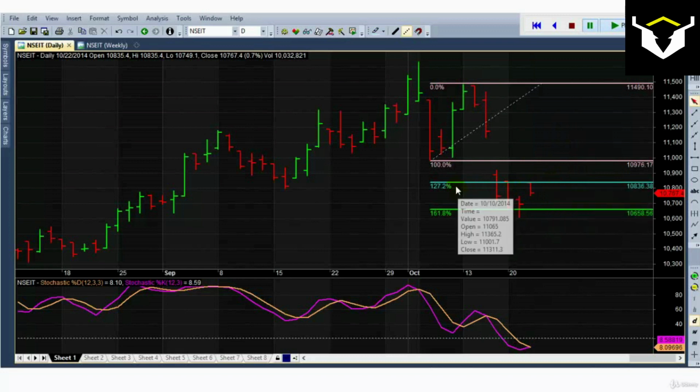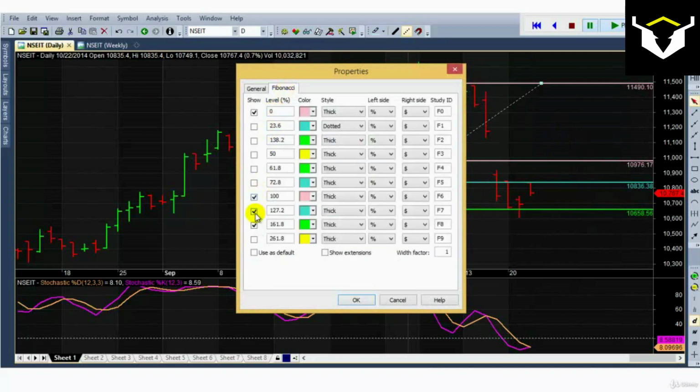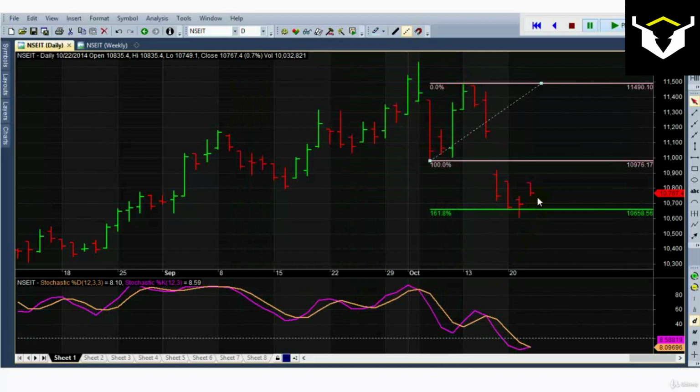I'll go ahead and delete 127 to make the chart more clear. Double click Fibonacci, deselect 127, click OK. There, 127 has vanished. As of the last bar, stochastic has given a bullish reversal, so we can take a long trade if price were to trade above this high.